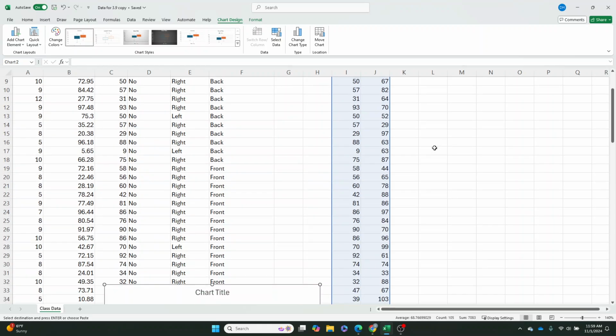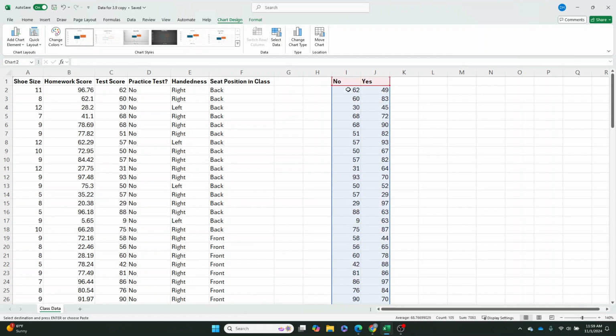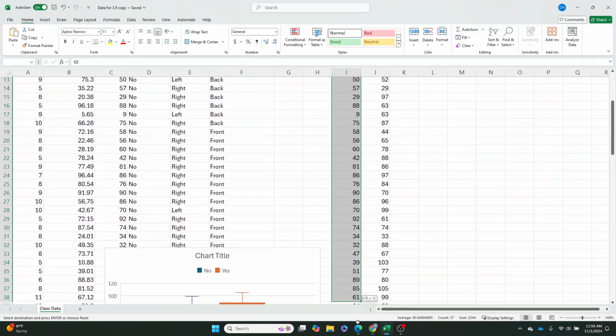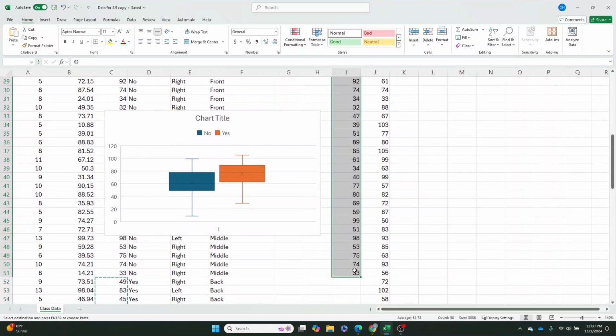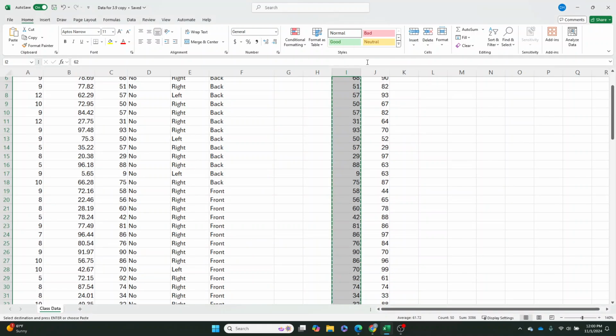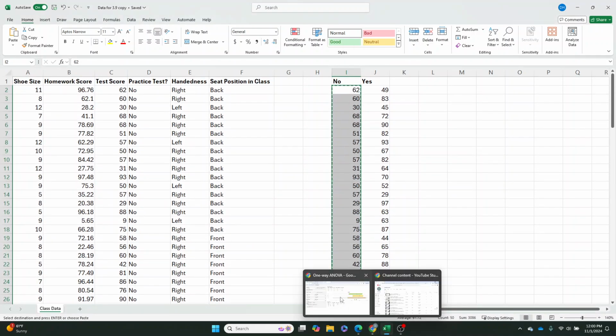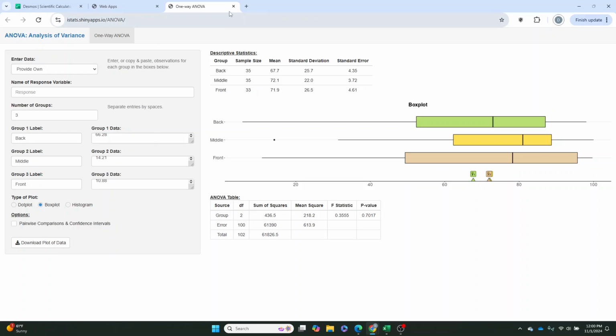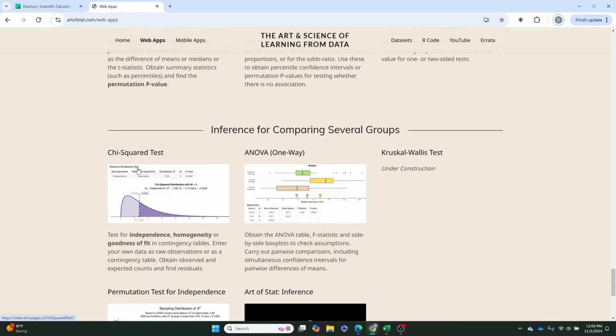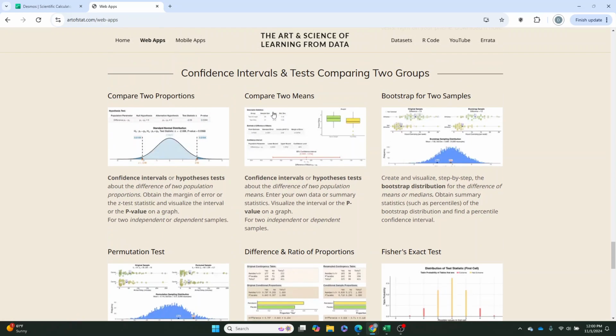But the only way to know for sure what the results of the test will be is to run the test. So let's select our data, copy it. Now, I'm not going to run an ANOVA this time because I'm only comparing two means. The app will allow you to run an ANOVA, but you shouldn't. You should compare two means, right? You should use this app here.